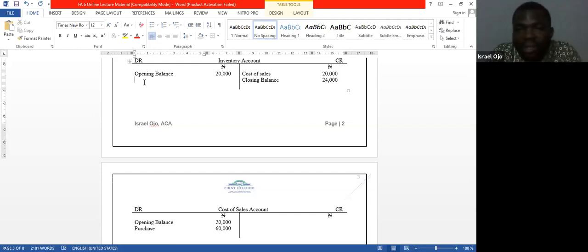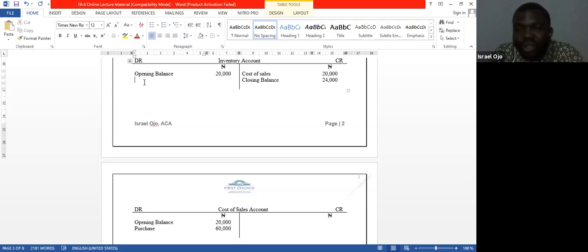When talking about closing balance, it is found on the opposite side, that is on the credit side for the inventory account. So we have that 20,000. Our closing balance, derived at the end of the year when we did our stock counting, was 24,000. So now the debit side is lower compared to the credit side, and the difference is the cost of sales. So you need to take that difference to our cost of sales account.